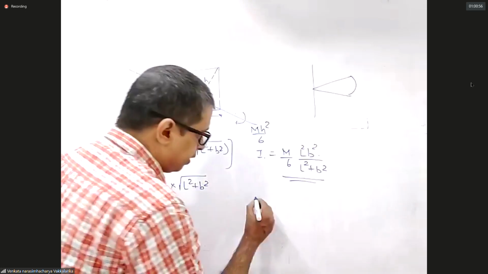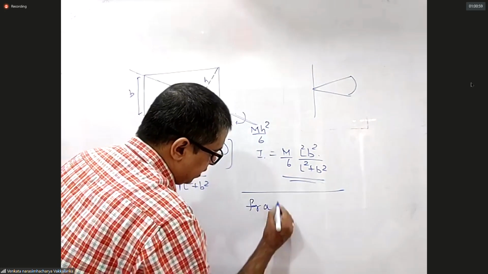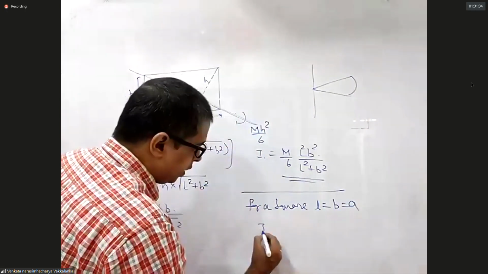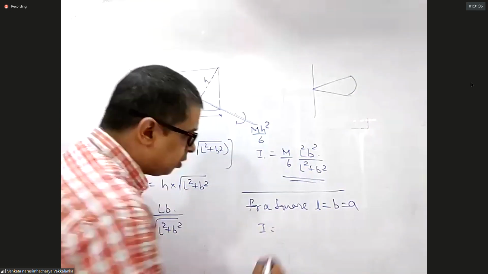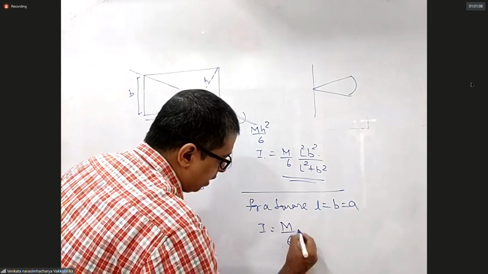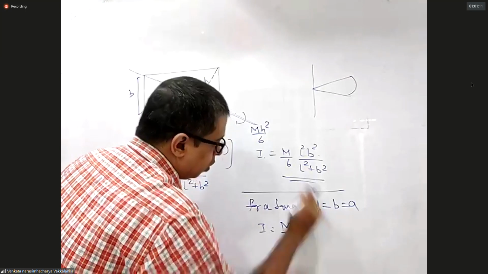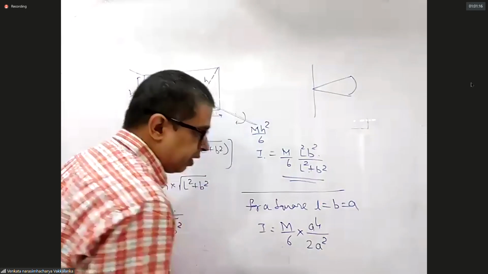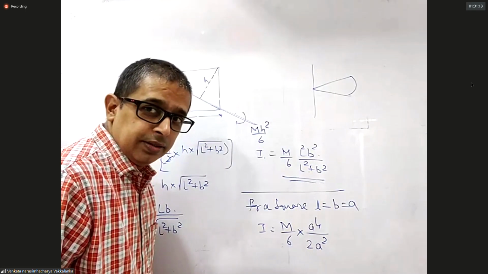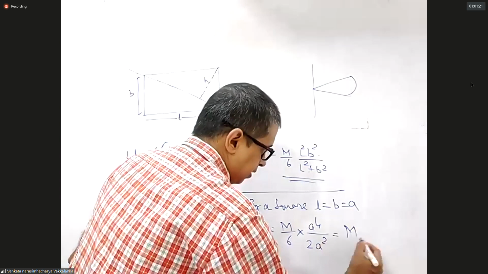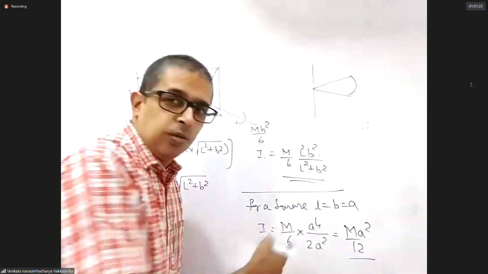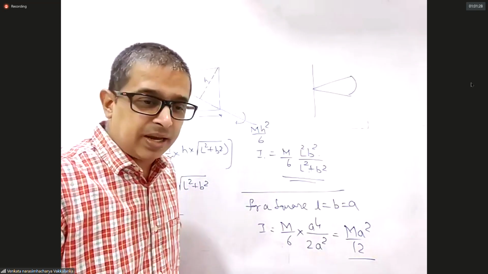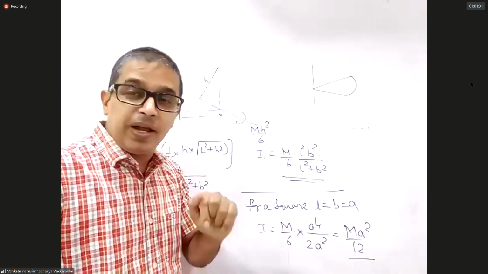For a square, L is equal to B is equal to a. M by 6 into a to the power 4 by 2a square. Yes, sir. Ma square by 12. स्क्वायर का यही तो बोले थे आपने. स्क्वायर का तो बड़ा आसानी से परपेंडिकुलर एक्सिस थ्योरम में अप्लाई कर लिया. यहाँ तो परपेंडिकुलर एक्सिस अप्लाई नहीं कर पाओ.